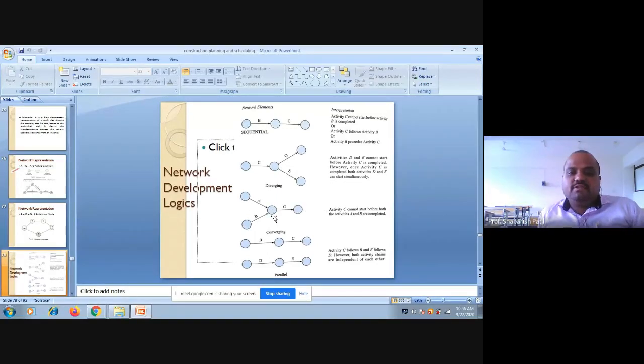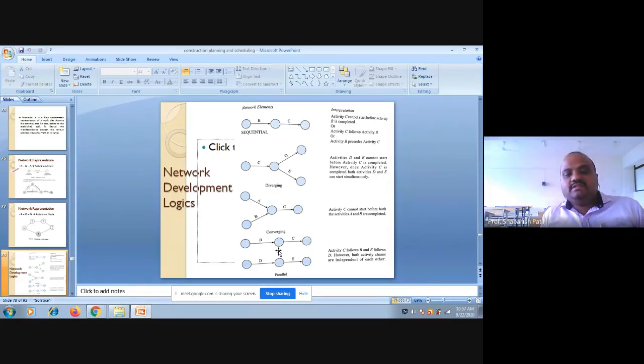Next, we'll go with this converging example. Here, we can interpret it as activity C cannot start before the activities A and B are completed. This is an interpretation of this activity C. Or else I can also put it in other words as activity C is the only immediate successor to activities A and B. Or else I can also put it this way: activities A and B are immediate predecessors to activity C. It all means one thing.